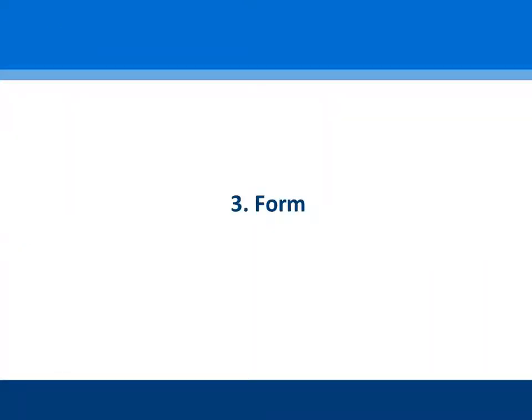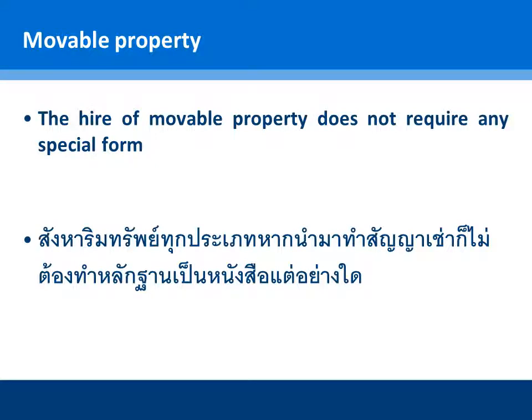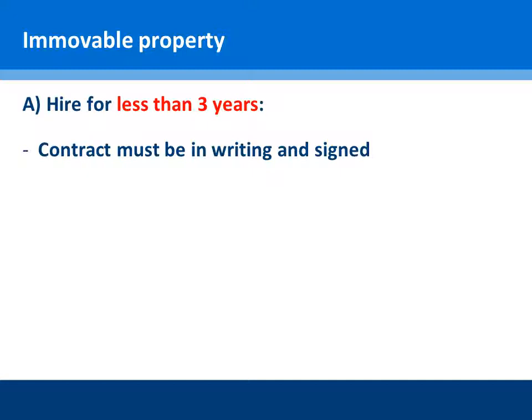Do you need a special form when you make a contract of rent? It depends if it is movable or immovable property. For movable property, you don't need a special form. This is why when you rent a bicycle, a book, or a motorbike, you don't need to sign any contract. This is not necessary. For immovable property, the rules are different depending on whether the contract is made for less or more than 3 years.